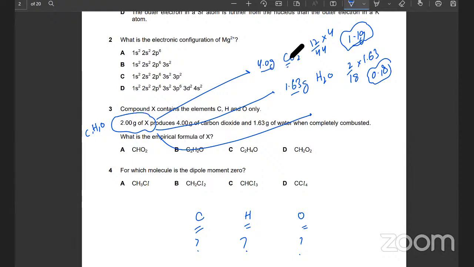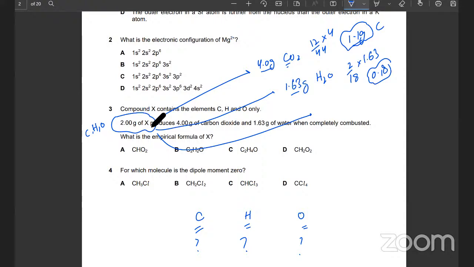So I'm going to try and figure out the percentage of carbon. That's 12 out of 44. 44 is the MR, and in this whole molecule, there's only 1 carbon. So 12 out of 44 is the percentage. I'm going to multiply it by 4 grams, and I will know that the molecule contains 1.1 grams of carbon. Is that point clear?